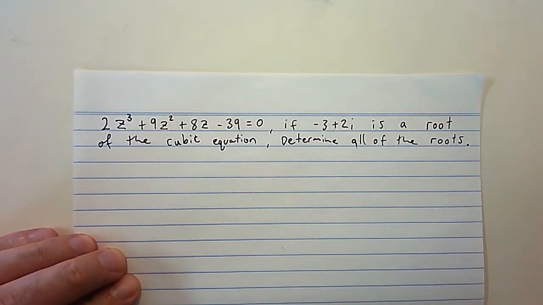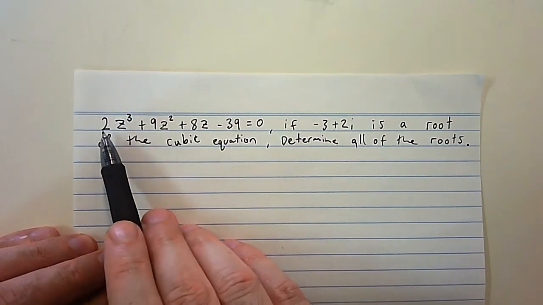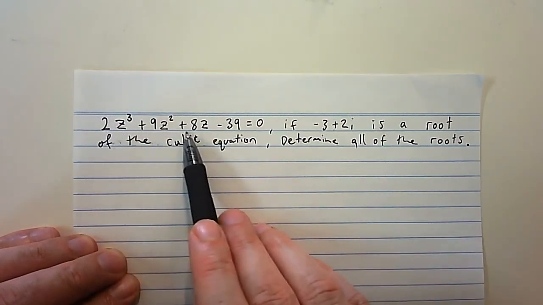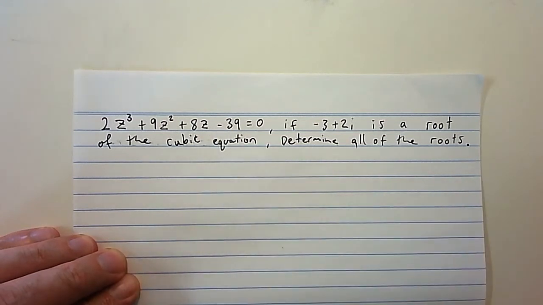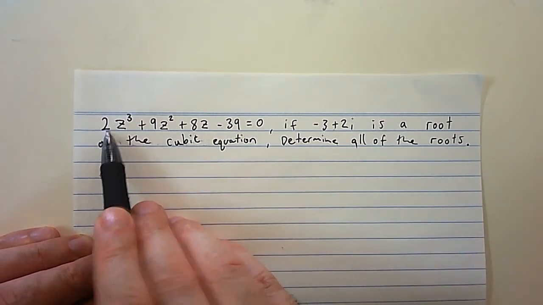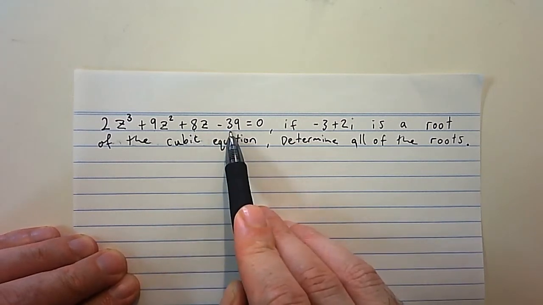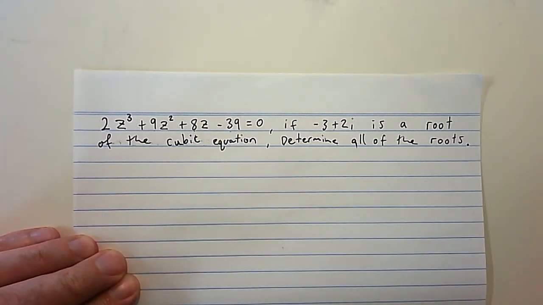Okay, we're going to look into the conjugate root theorem, but I'll start by saying if we had a function, this one here, 2z cubed plus 9z squared plus 8z take 39, or any function where the coefficients of each of these terms did not have any imaginary components, then there's two situations that apply.